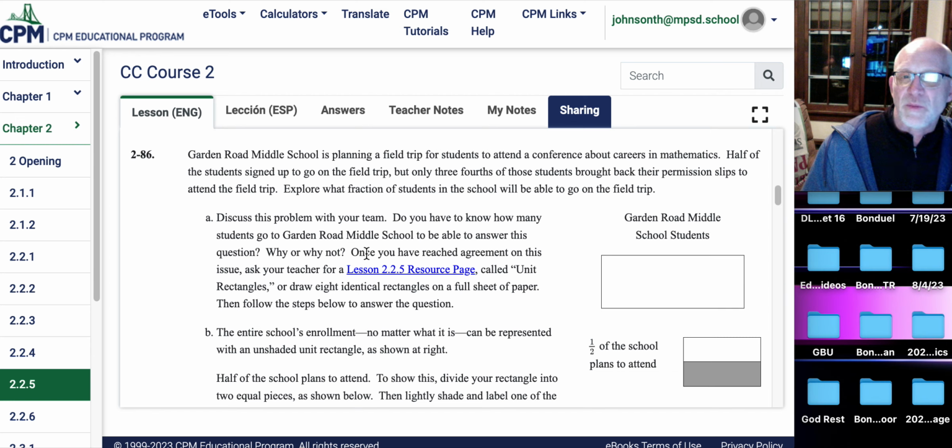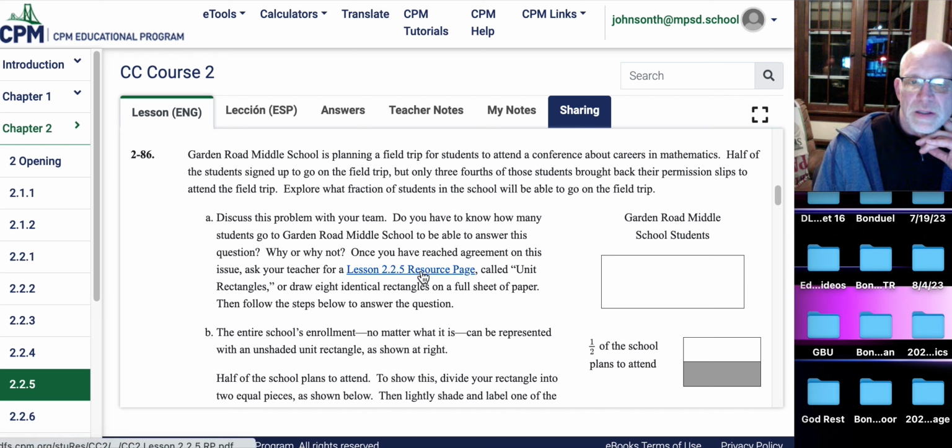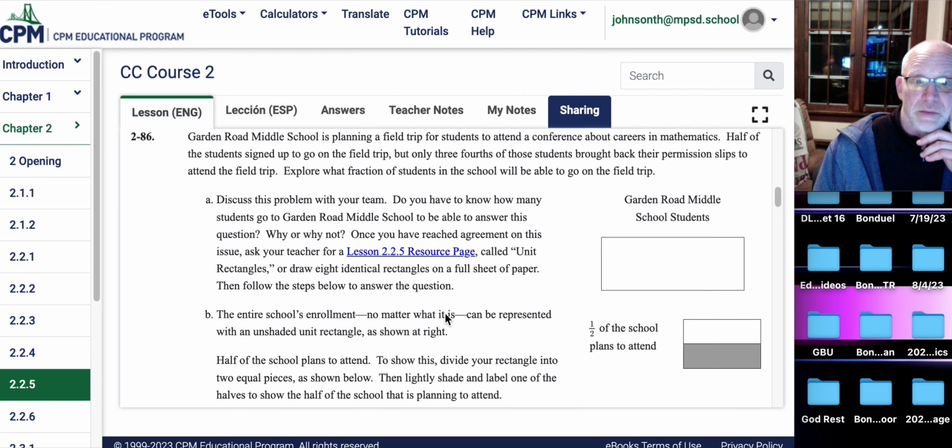Then discuss this with your team. You have to know how many students go to Garden Road Middle School to be able to answer this. Why or why not? And once you have reached an agreement on this issue, ask your teacher for this page. And it says draw 8 identical rectangles on a sheet of paper. Then follow the steps below.